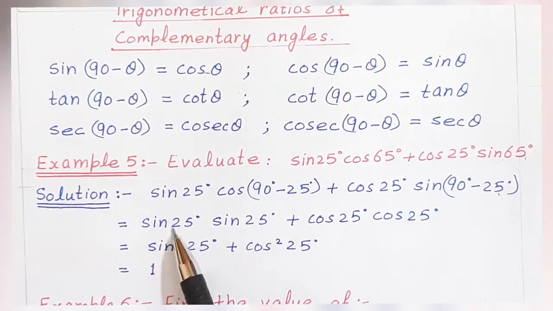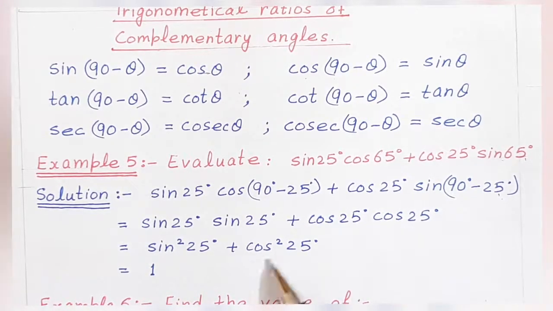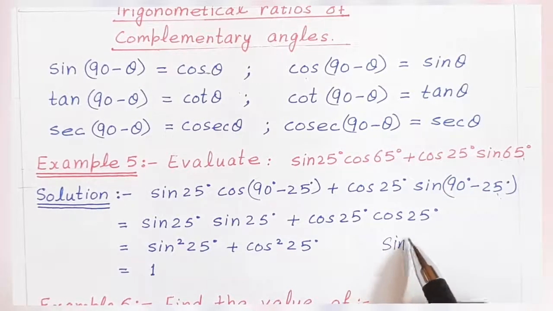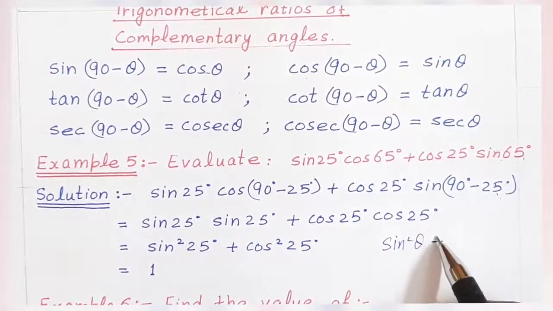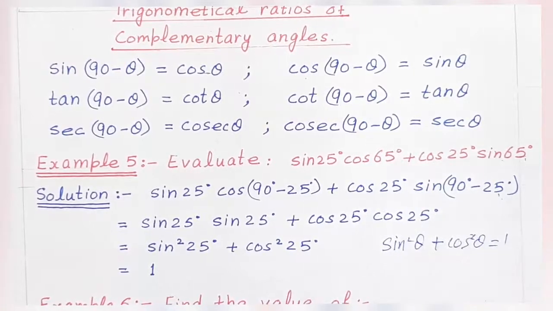Now, sin 25 into sin 25 is sin square 25 degree. Cos 25 into cos 25 is cos square 25 degree. Now, we know that sin square theta plus cos square theta is 1. So, that's why the answer is 1 here.